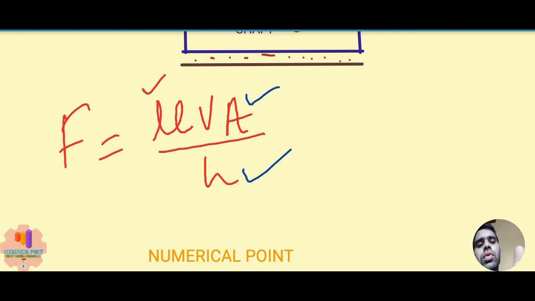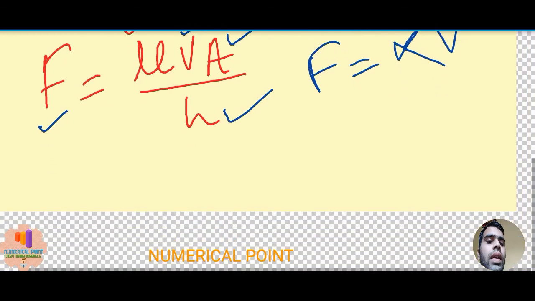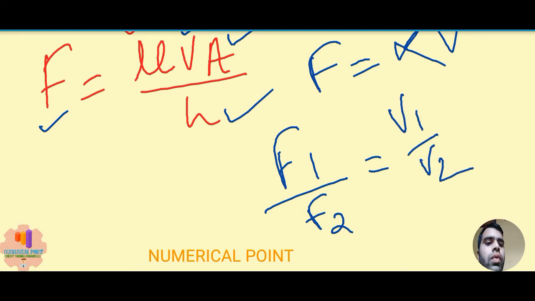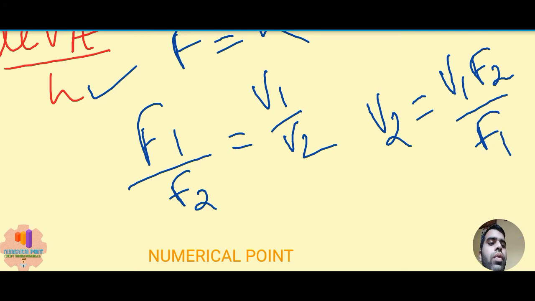So what are the things that are going to change? One is F and the other is V. So we can write F is K times V, treating all these constants as K. So we can also write F1 by F2 is equal to V1 by V2. So V2 from here will be V1 F2 by F1.